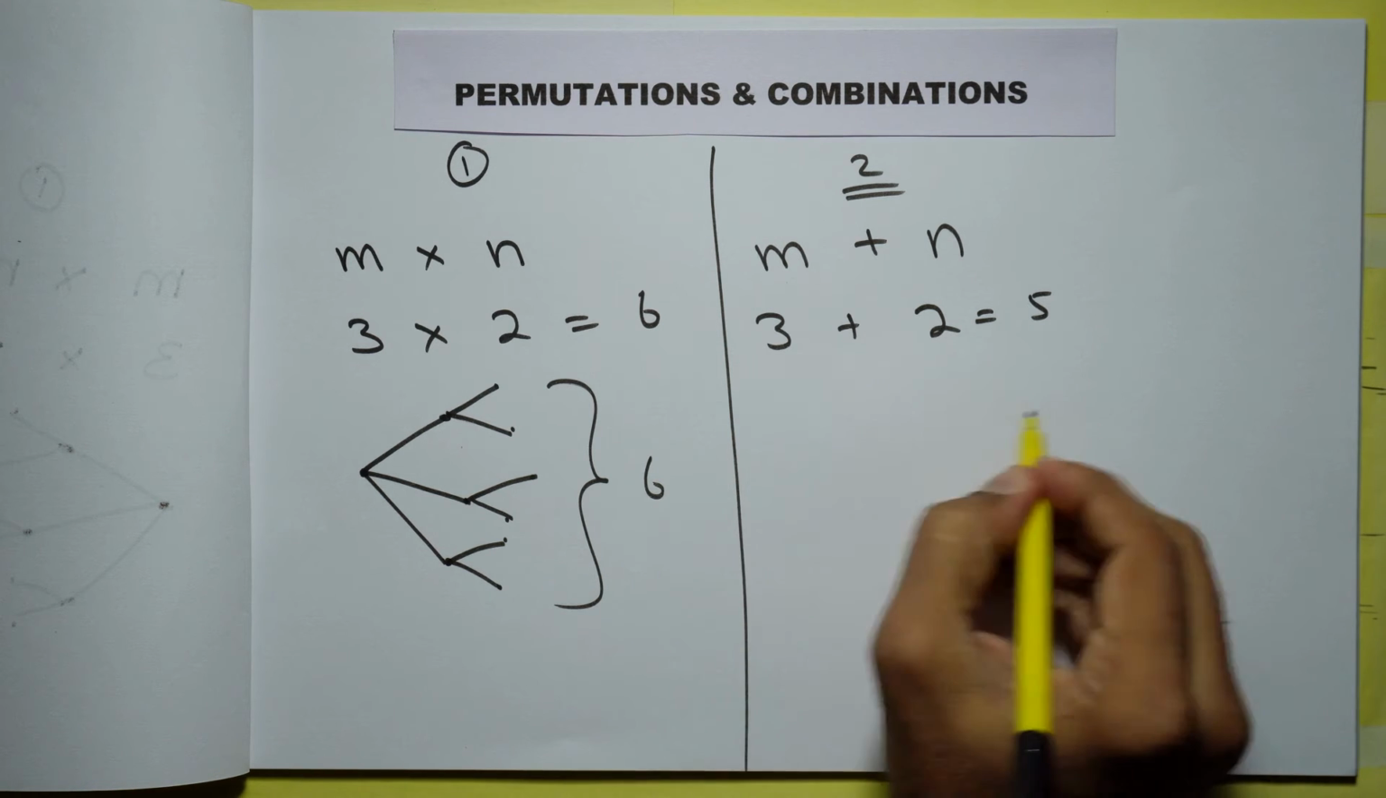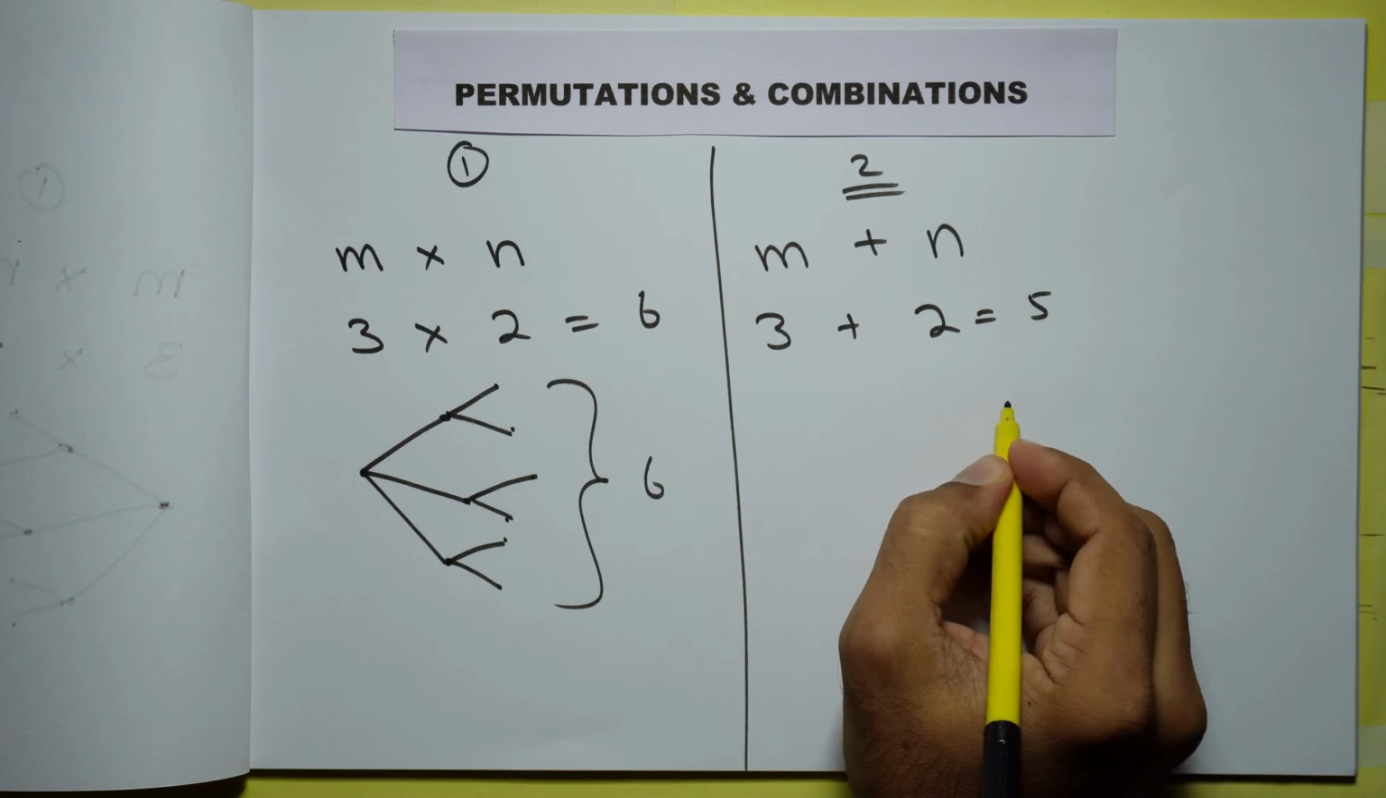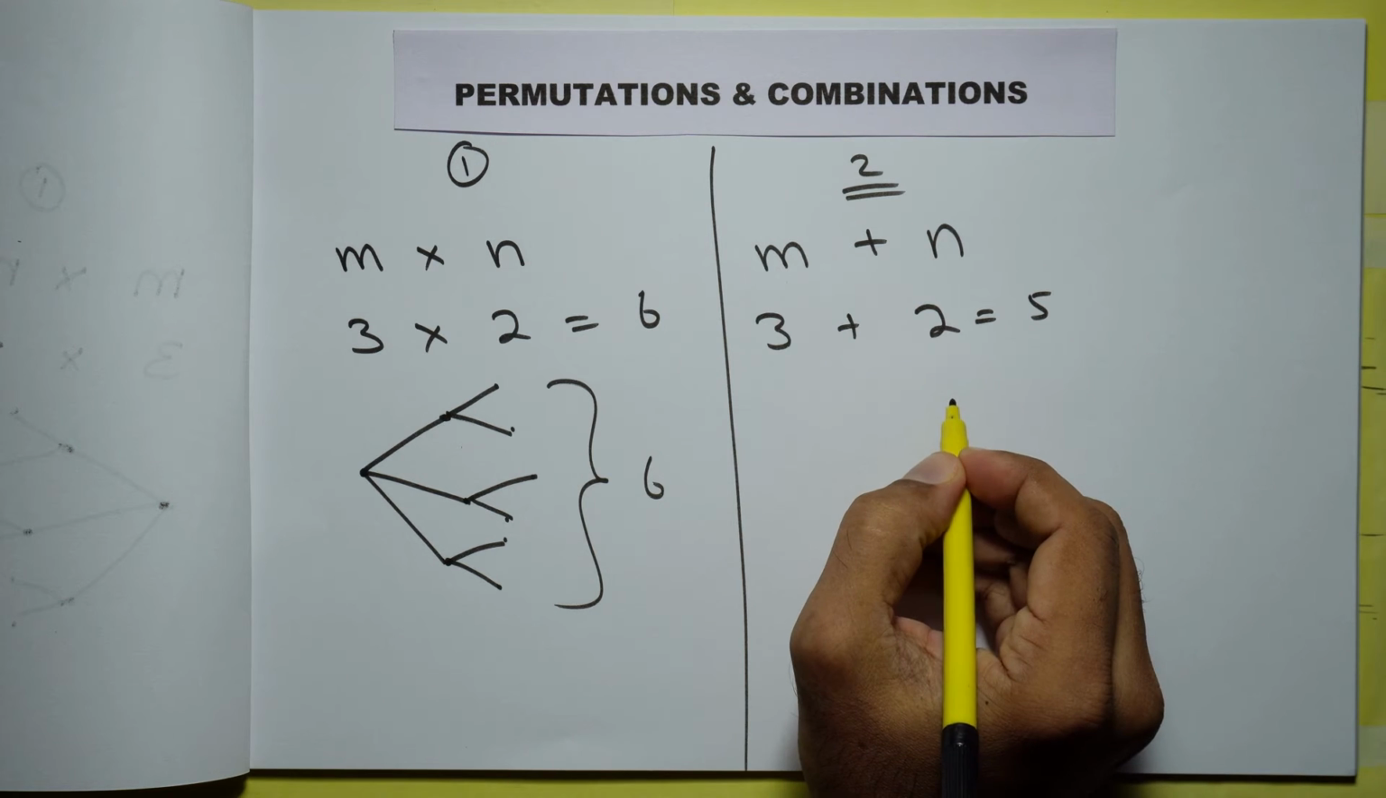Now among the many experiments, only one experiment can be done. Then you have to add. That will get you the total number of outcomes.